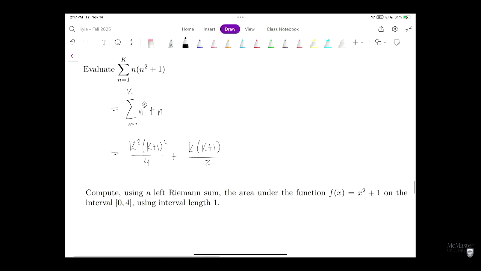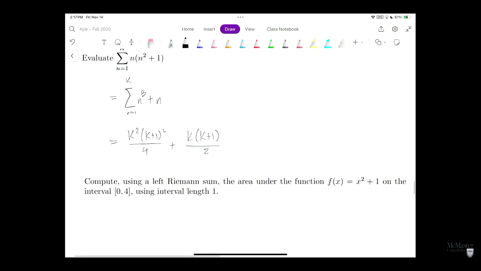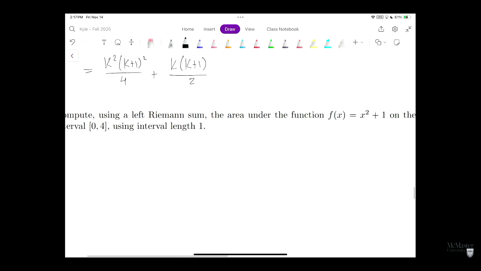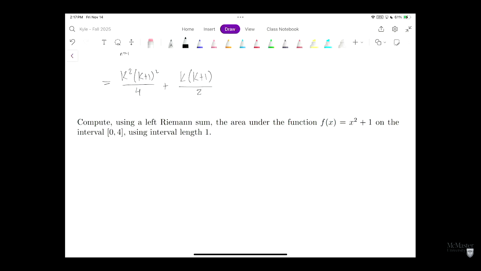Okay, we have 3 minutes. I want to get through 3 questions. Can we do 1 a minute? All right, so let's compute using a left Riemann sum the area under the function f of x is equal to x squared plus 1 on the interval 0 to 4.